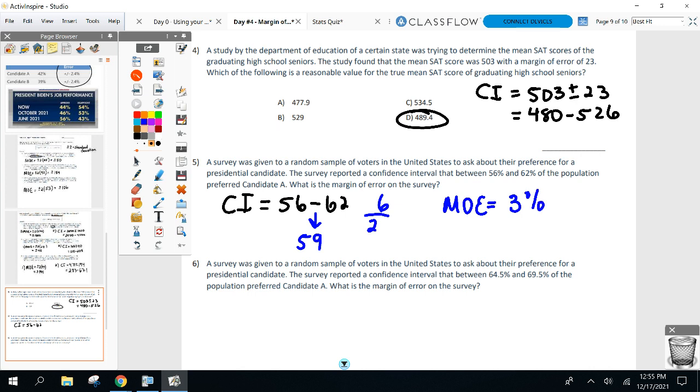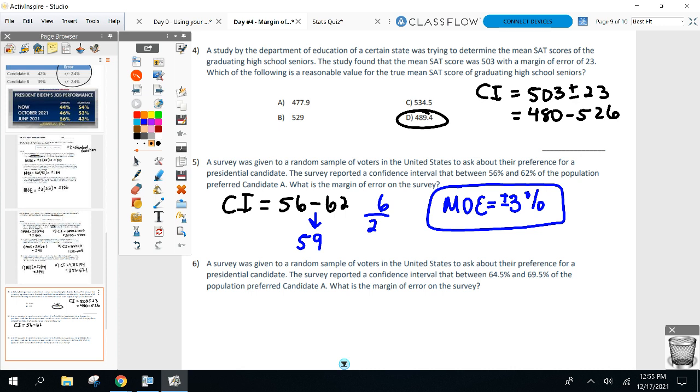3%. No. Put it over. No. What am I missing here? I'm not going to accept margin of error equals 3%. We need 62, I wouldn't get 56. Plus or minus. There you go.